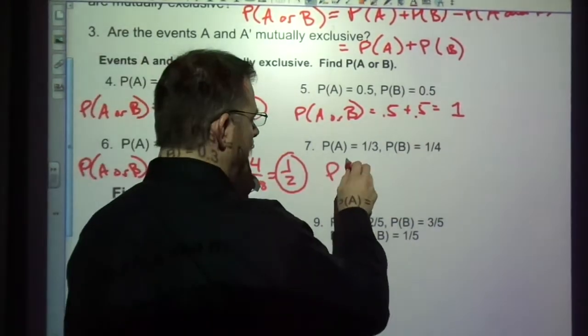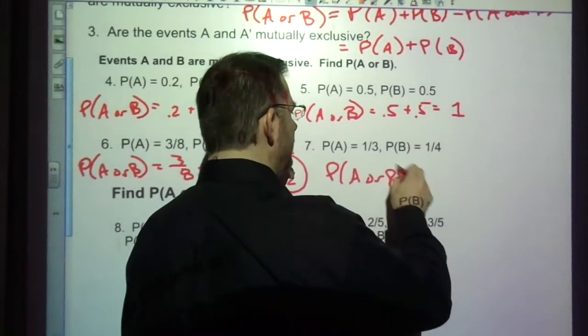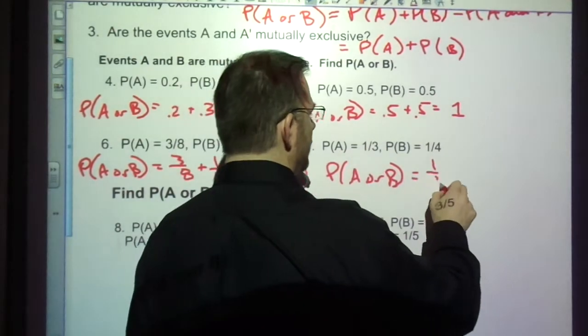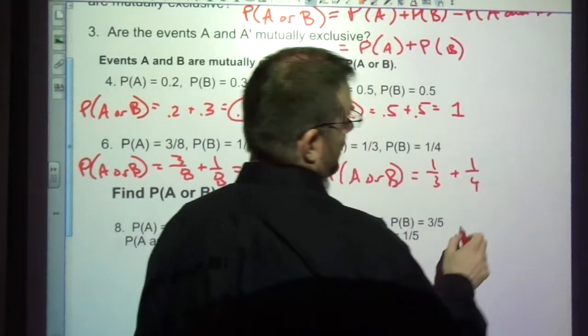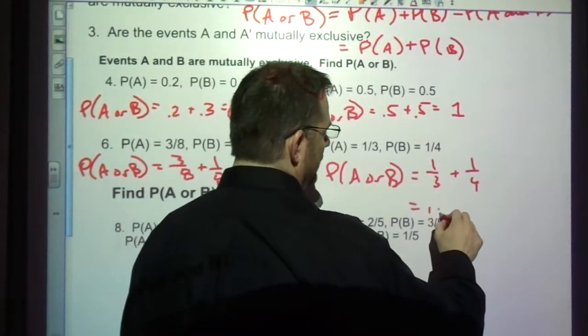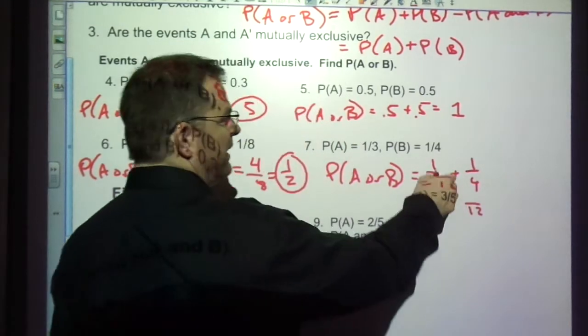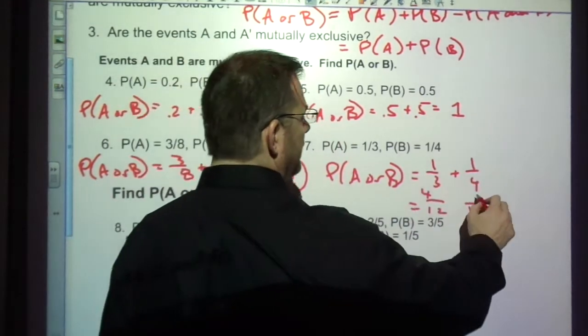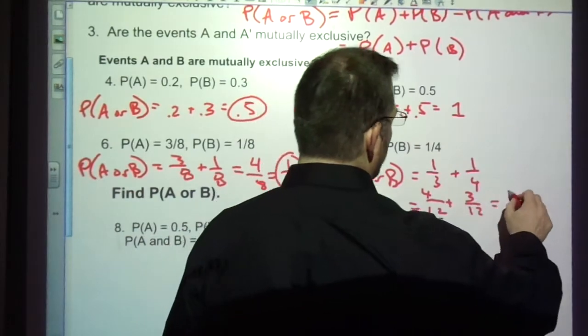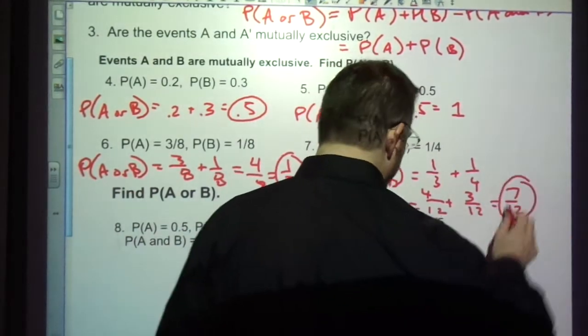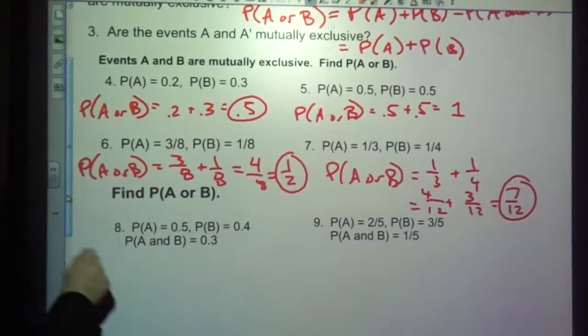And this one, probability of A or B, is A plus B. Oh, now we got to do common denominators. 12, 12. Let's make this 4. Let's make this 3. Now we can add them. We get 7/12. Hopefully we can do common denominators now.